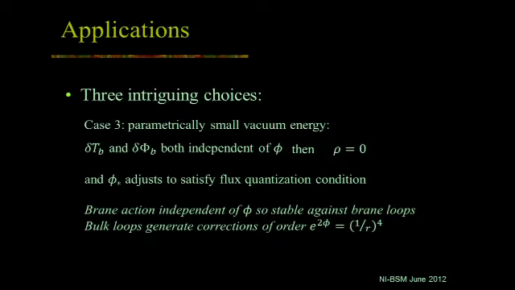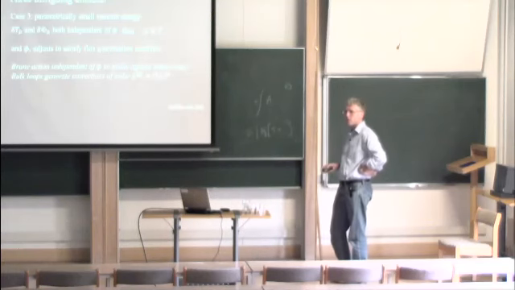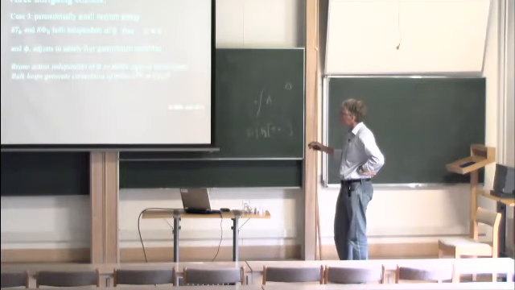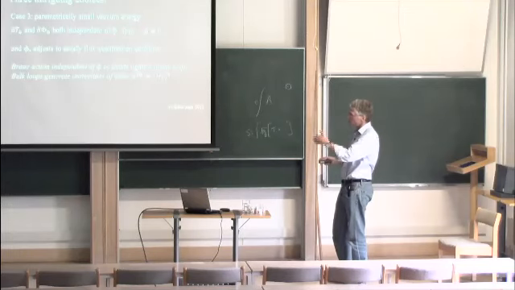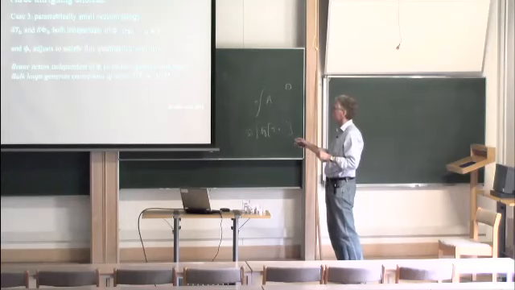But the flux quantization relates phi to the radius. So e to the 2 phi in these theories is 1 over the radius to the 4th power. And so any loop contribution to the brane, which is proportional to e to the 2 phi, or in the bulk for that matter, gives you something in the vacuum energy which is set by the Kaluza-Klein size rather than the brane size.